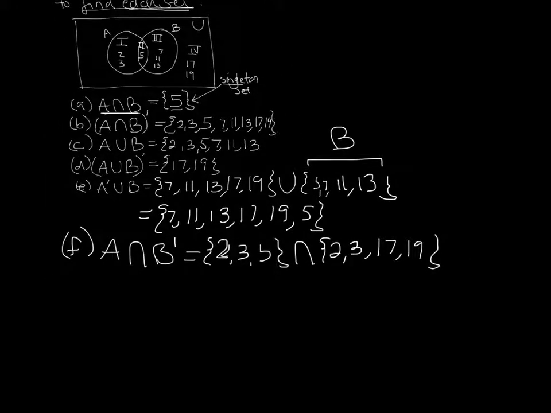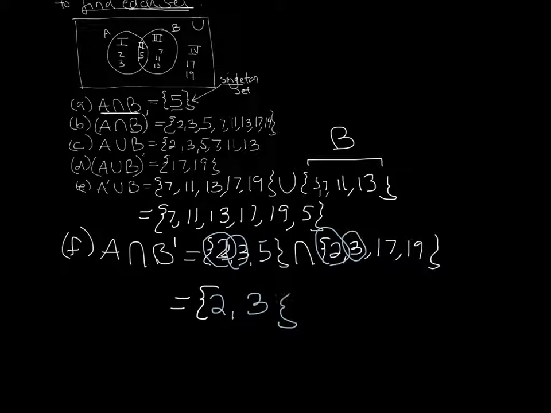Hang in there. I know this is a long problem. What's in common? It looks like 2, 3, and that's it, because this is a 5. So we just have 2, 3. And that's it. This is example 9, and I'm going to do one more example, which is 10, and then that'll be it.